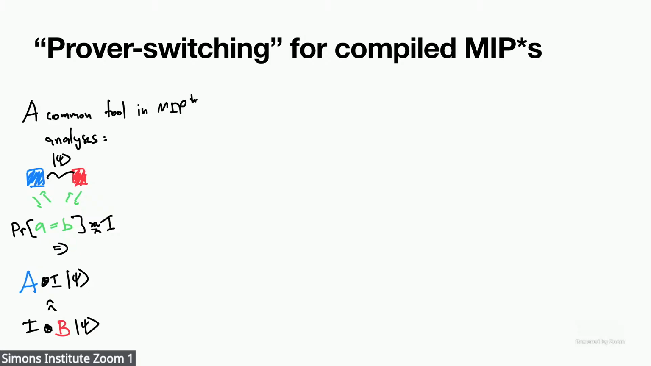And this is super useful because it lets you take a 2-prover statement about Alice and Bob and pull it over into a 1-prover statement about products of operators on Bob's state. So now you can start testing for algebraic properties of these operators. We'll see an example on the next slide. This is a very common step that you want to execute in analyses of these things.